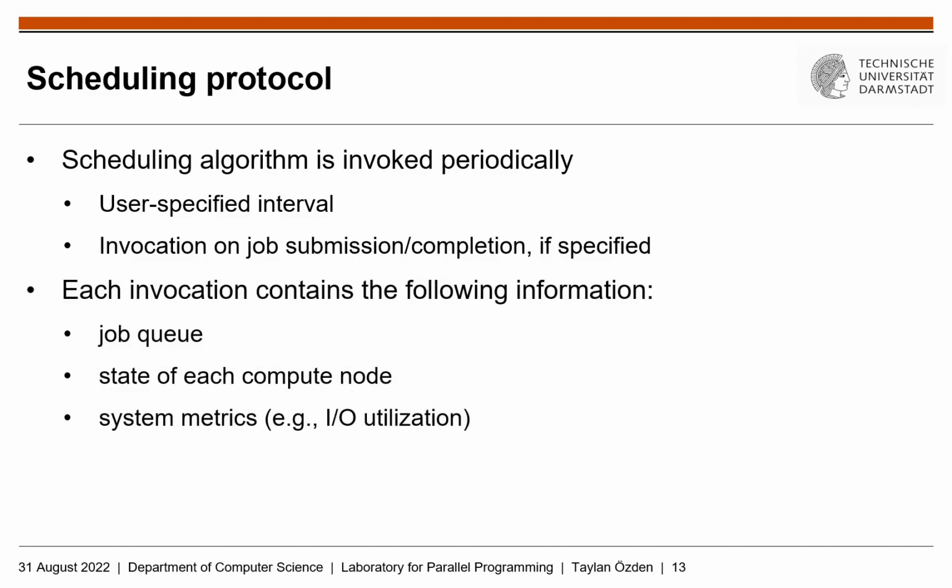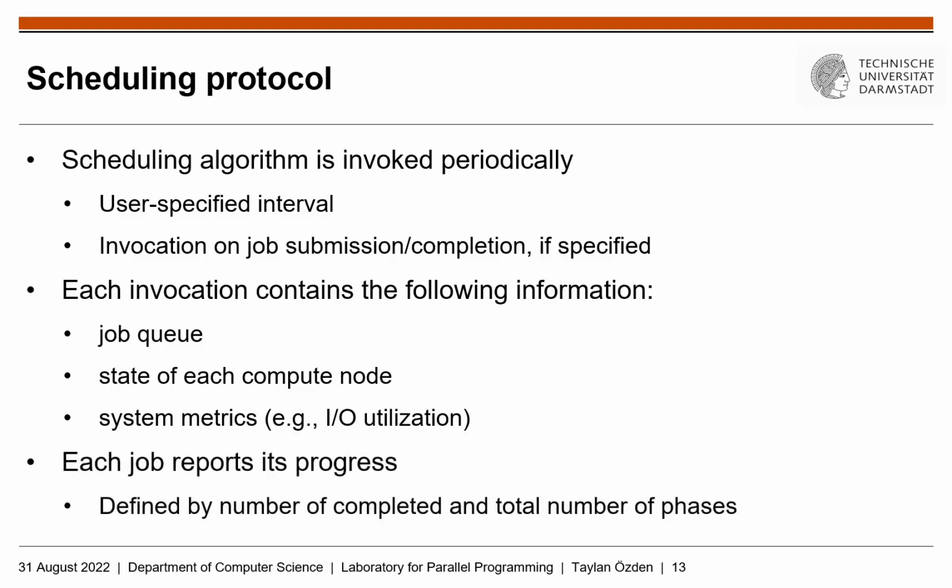In each invocation, the scheduling algorithm will see the job queue, the state of each compute node, and if required, system metrics such as the I/O utilization, for example. What we also support is that each job is reporting its progress. So as we have a strict hierarchical structure of phases, this progress is defined by the number of completed and the total number of phases. So this will also allow the user to create progress-aware scheduling algorithms, for example.